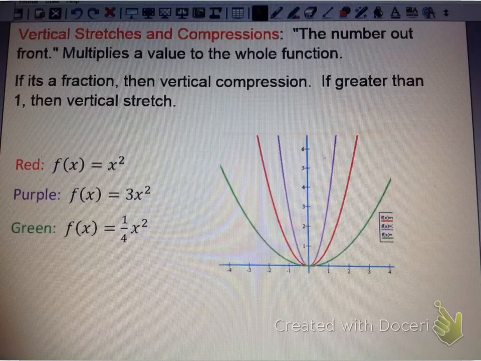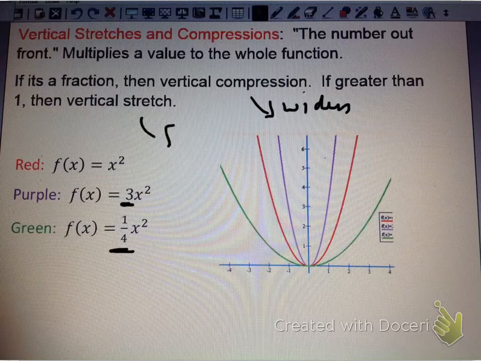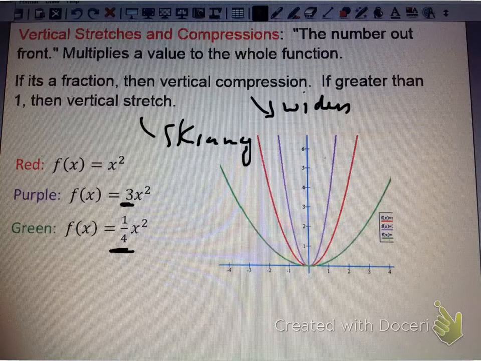Vertical stretches and compressions are next. That's the number out in front. It multiplies the value of the whole function. Notice that when the number out front is a fraction, we are going to have a compression, and compressions widen the graph. When the number out front is greater than 1, you're going to have a stretch, and the parent function is going to look skinnier.